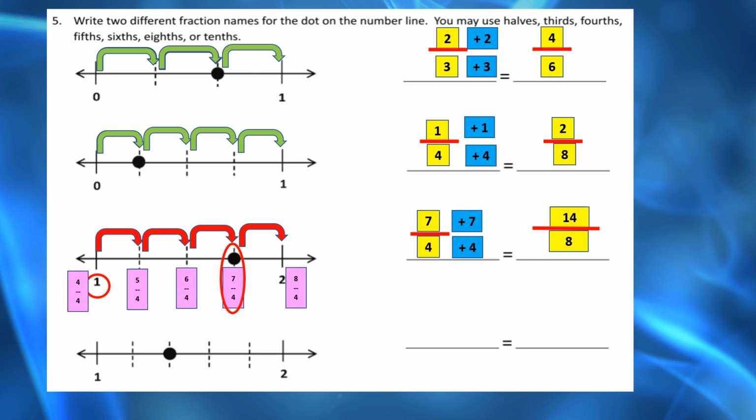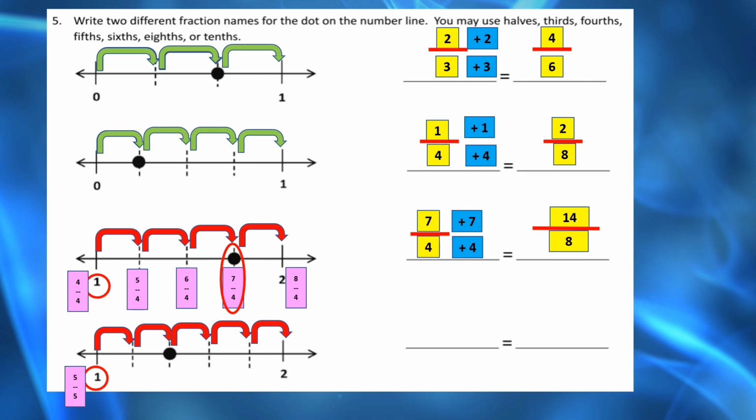Now let's move on to our final model at the bottom. And it also starts with 1 and ends with 2. So let's start at 1 and jump to 2 to find out what our denominator is. What unit fraction are we counting by? So let's see. 1, 2, 3, 4, 5. So it's 5 jumps from 1 to 2, which means our unit fraction that we're counting by is fifths, which means our number line starts with 5/5.